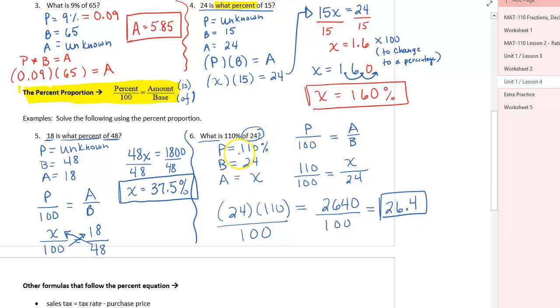So again, as we mentioned in class, we're taking a percentage over 100, and we got a number bigger than 24. So that should make sense to you.